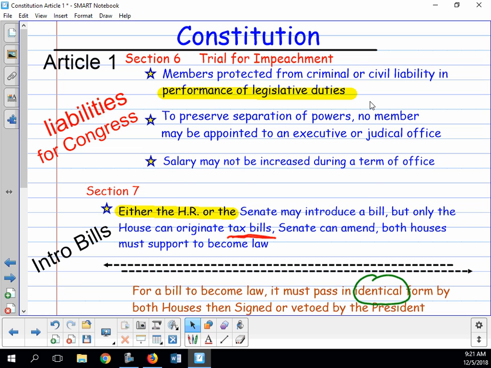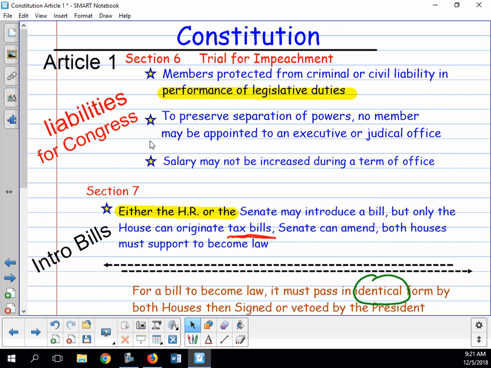But, for example, if a member of Congress has not paid their parking tickets, they can't claim that's performance of legislative duties. They must pay their parking tickets. And there's any number of other examples. You just need to remember that they have to be performing their job, their legislative duties, in order to be protected from criminal or civil liability, which are crimes.